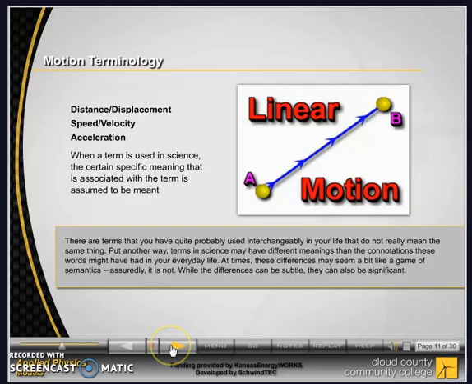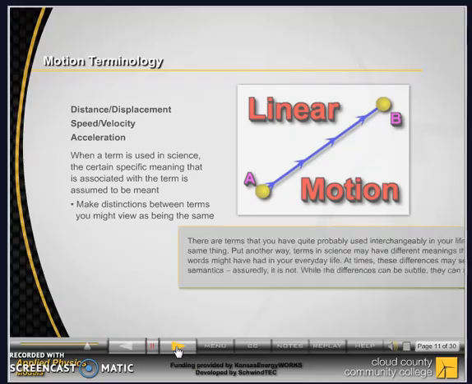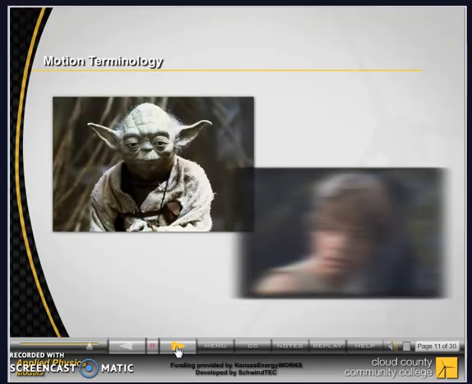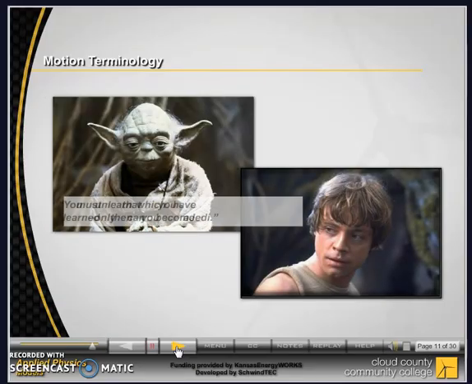At times, these differences may seem a bit like a game of semantics. Assuredly, it is not. While the differences can be subtle, they can also be significant. With this in mind, we must go back and make some distinctions between terms you might view as being the same. Then we will be able to move forward with our study, or as Yoda said to the young Skywalker in Return of the Jedi, "You must unlearn that which you have learned. Only then can you become a Jedi."